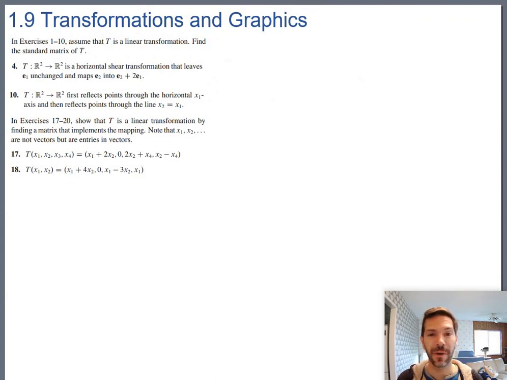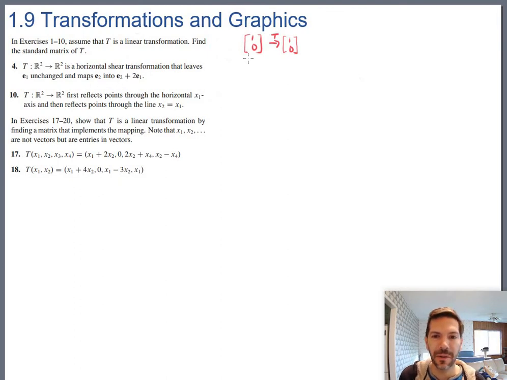So for 4 and for all of 1 through 10, we're trying to find the standard matrix of a linear transformation. So for number 4, we're going from 2 dimensions to 2 dimensions, from R2 to R2. It's a horizontal shear transformation. Again, you could reference those tables in the book about what a horizontal shear looks like, but we shouldn't need to because they're telling us it leaves E1 unchanged. So let's just start with that. E1 itself, of course, is 1, 0. And we know the transformation turns that into 1, 0. So that is unchanged.